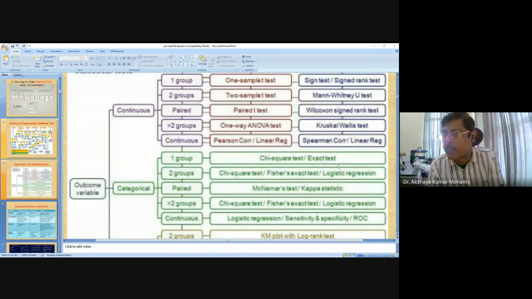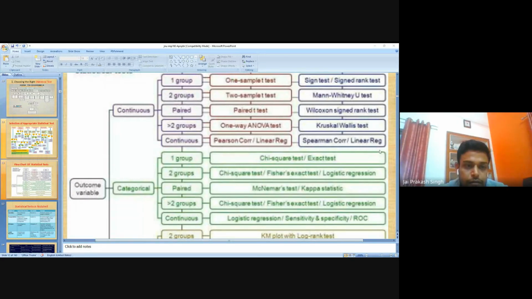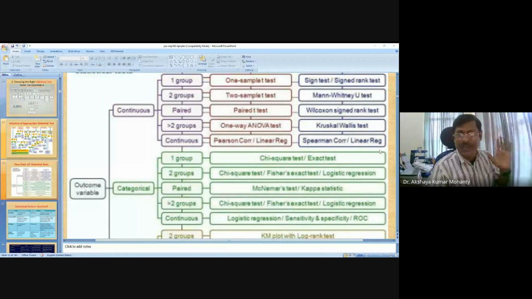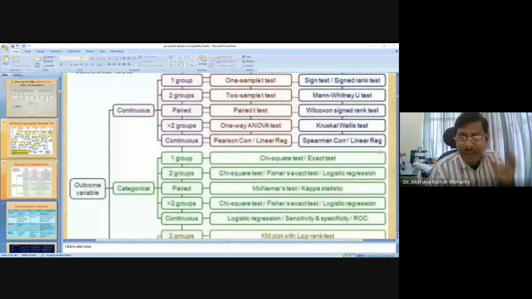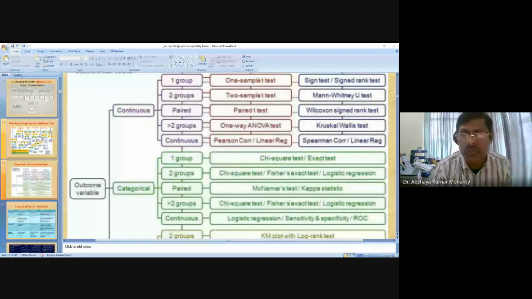Yes, Jai Prakash Singh. Tell me why it is. Sir, because it is following the normal distribution. Very fine, absolutely correct. Thank you very much. That means you are attending my lecture very promptly. That's fine. Thank you.